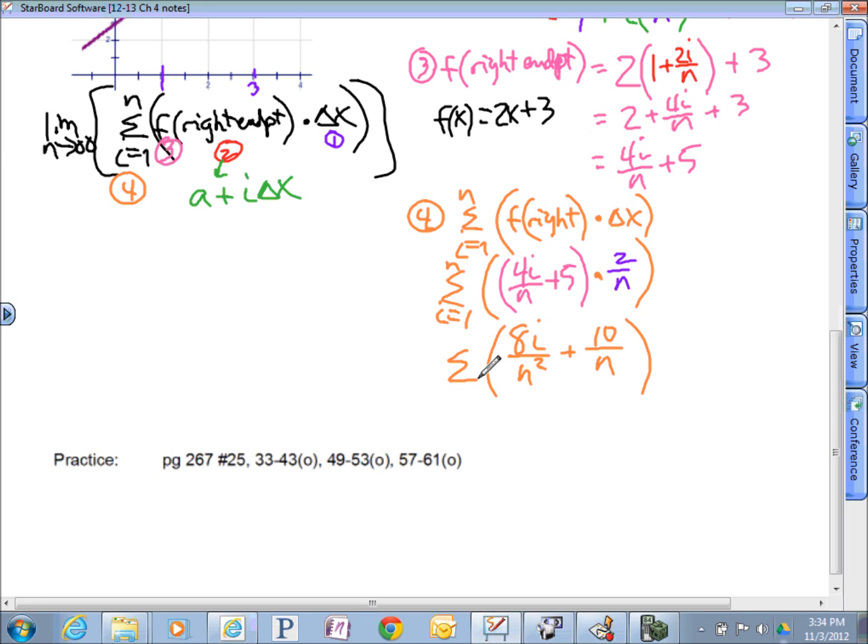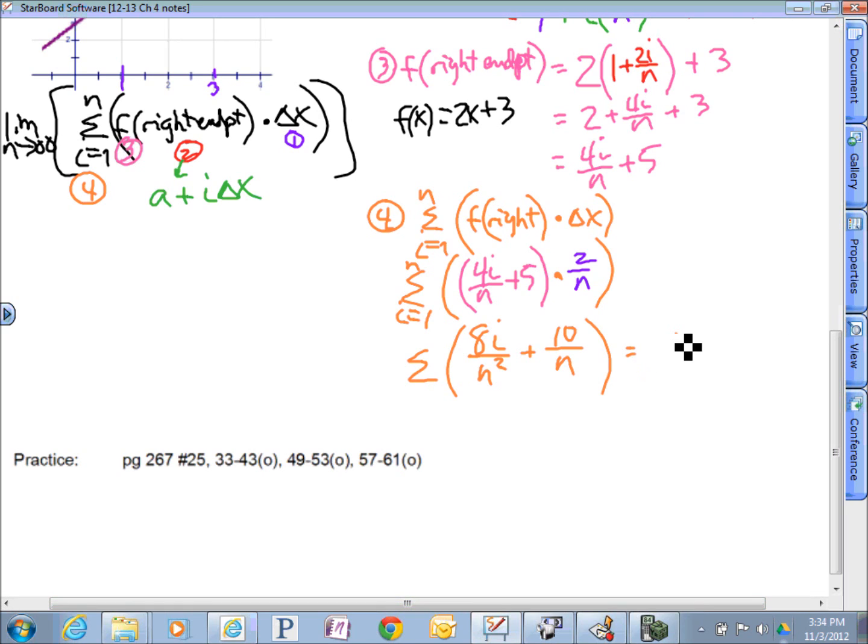Well, 2 different terms means 2 different sigmas. Sigma i equals 1 to n of 8 over n squared. That's not going to have anything to do with the counter, so let's put the 8 over n squared on the outside, times sigma of i. We have shortcuts for that. Plus 10 over n, which is not going to have anything to do with i. That's just a constant, you could pull it out if you wanted to.